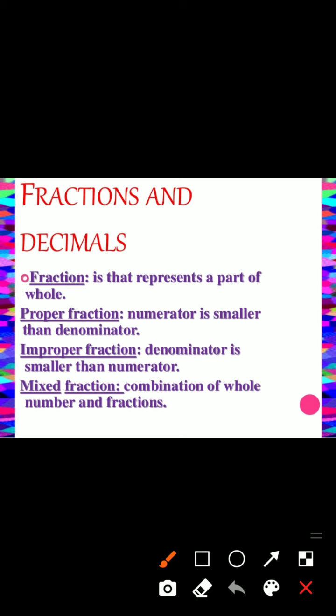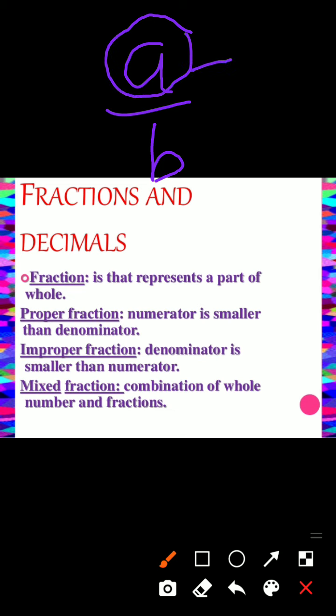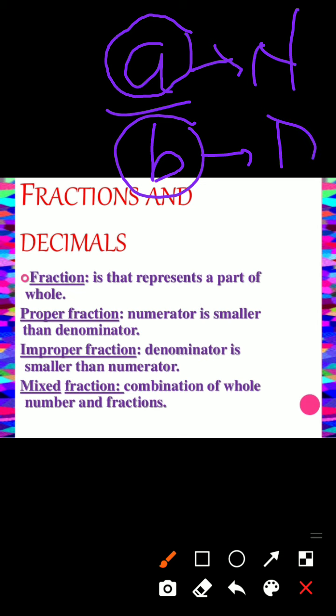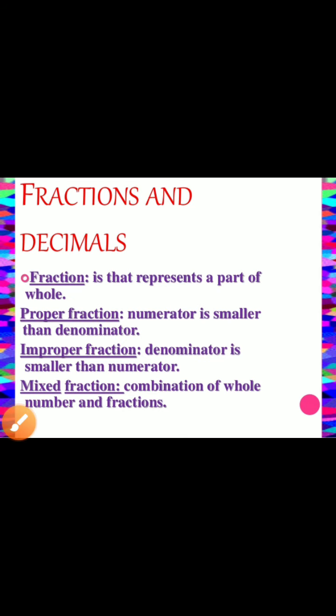For example, if I am taking a fraction a upon b, the upper part of the division line is called the numerator. The lower part of the division line is called the denominator. I hope you understand which part is known as the numerator and which is the denominator. Clear? So first we will talk about the proper fraction.